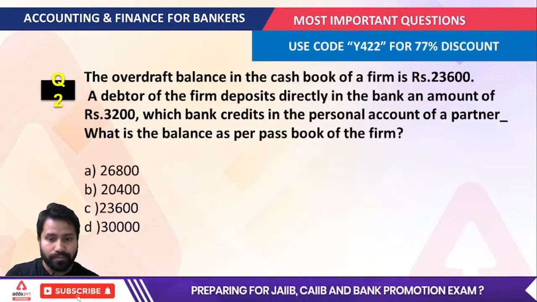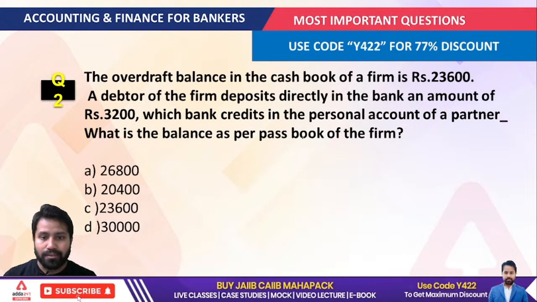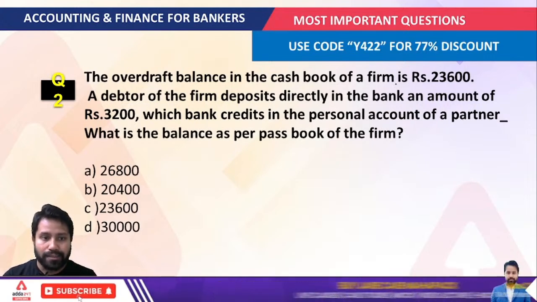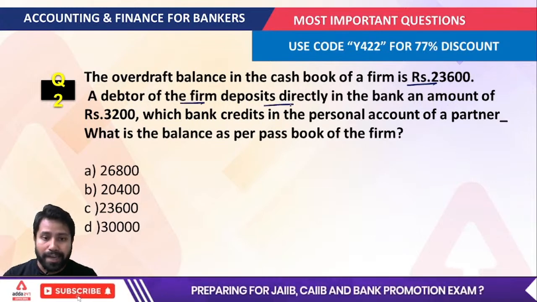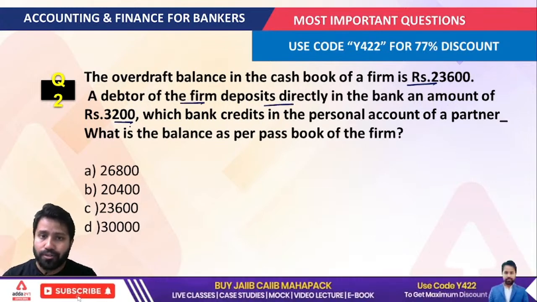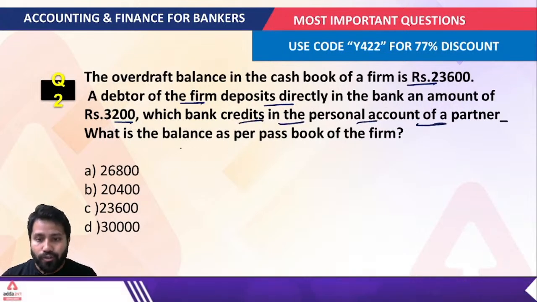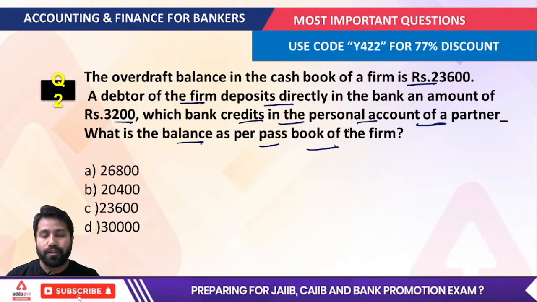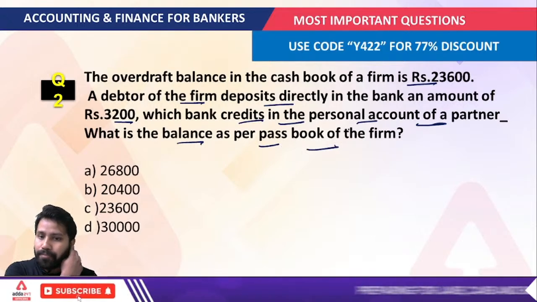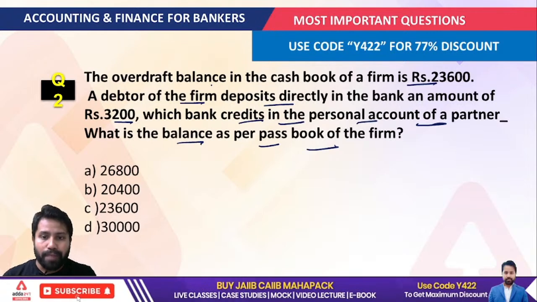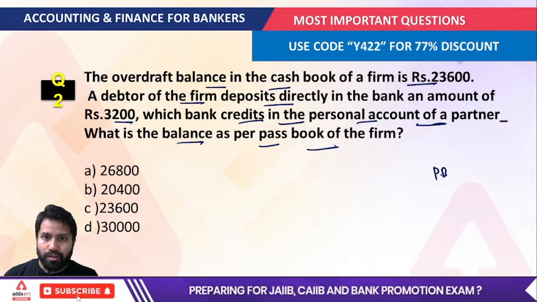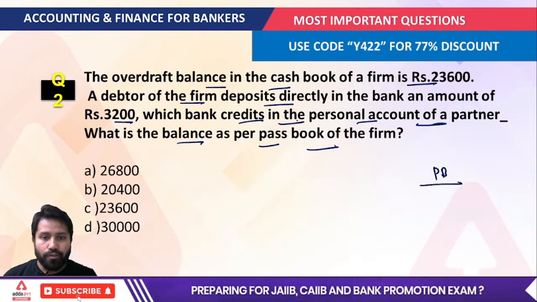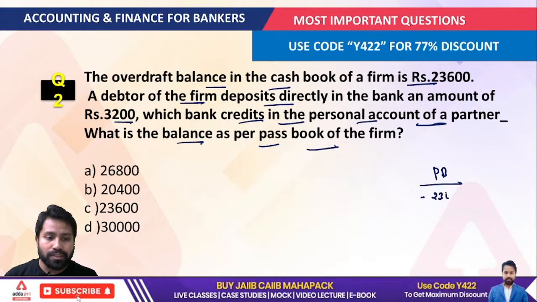Next question. The overdraft balance in the cash book of the firm is given as 23,600. A debtor of the firm deposits directly in the bank an amount of 3,200, which the bank credits in the personal account of a partner. So what is the balance as per the passbook of the firm that you have to calculate? Okay, look, when the balance as per the cash book is given, immediately you will write the passbook here. And the overdraft balance that is given, 23,600, just write it here.